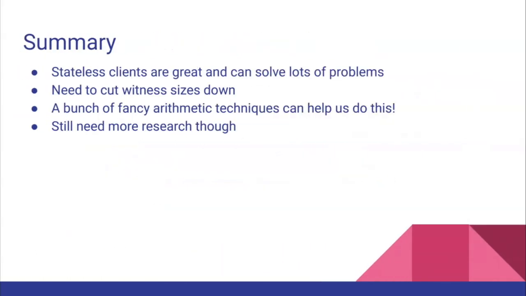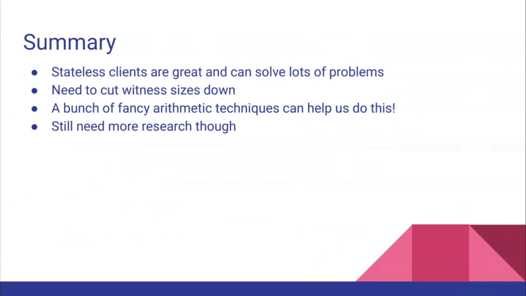So, summary: stateless clients are great. Stateless clients solve lots of problems in Ethereum. They're also potentially a path to solving problems in Bitcoin. So Utreexo is the name of an effort that's doing some stateless-client-like things in the Bitcoin context. But the problem is that you need to cut these witness sizes down, right?